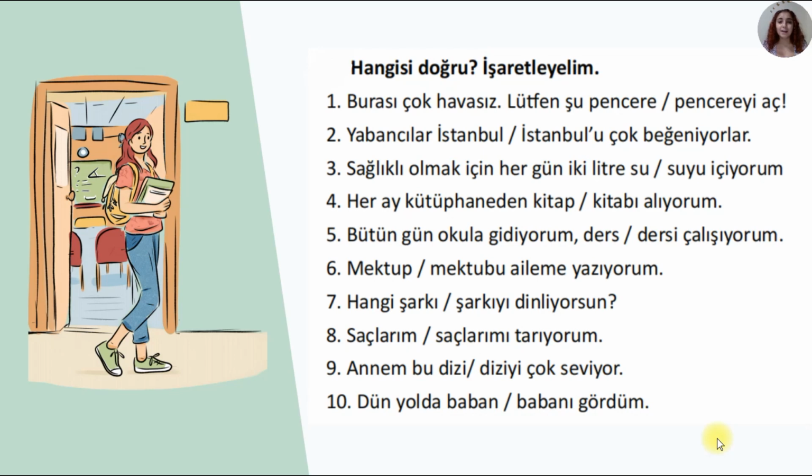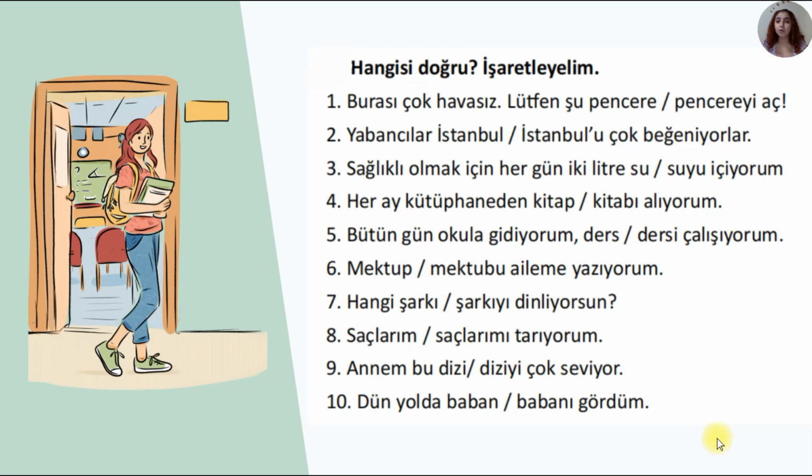Okay. Her ay kütüphaneden kitap alıyorum. Kitap alıyorum. A book, not the book, because I'm always taking another book and not a specific one. It is not certain. It is just a book. That's why kitap alıyorum. When we say kitabı alıyorum, it's supposed to be one specific book and every month I'm taking that book from the library. That doesn't make much sense. Okay, next one.